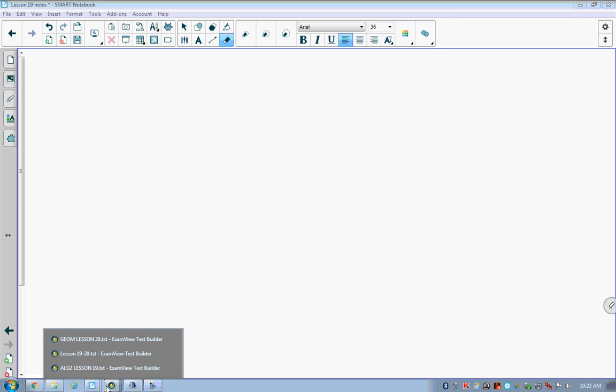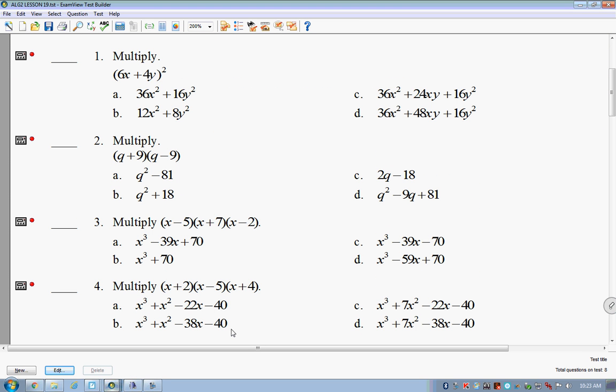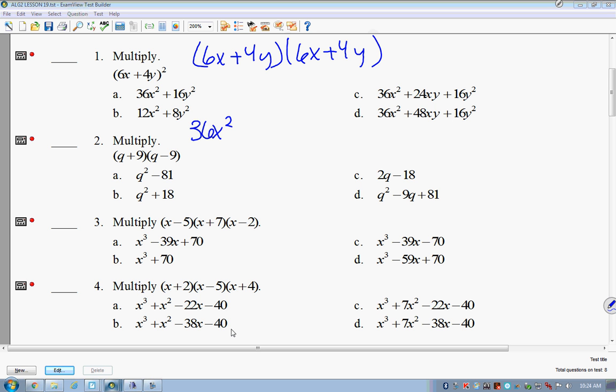All right, so let's look at what we've got here. We've got 6x plus 4y squared. I would rewrite this as 6x plus 4y times what? 6x plus 4y. And then follow my order, which is FOIL. What's 6x times 6x? 36x squared. Now what am I multiplying? 4y times 4y, which is what?